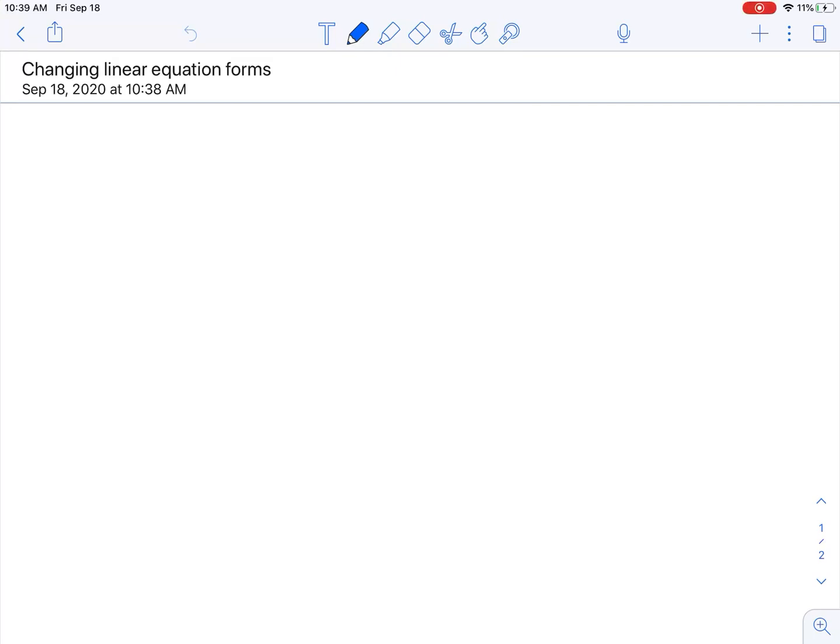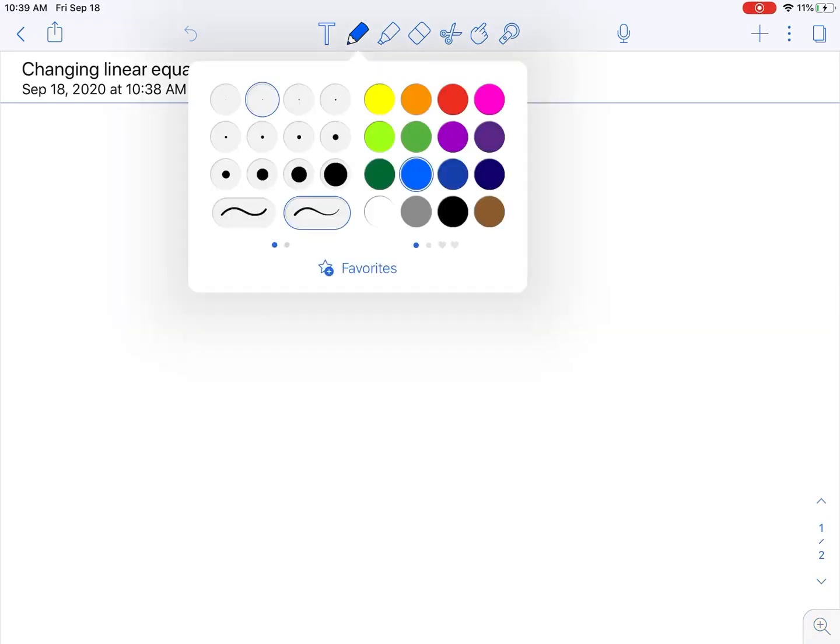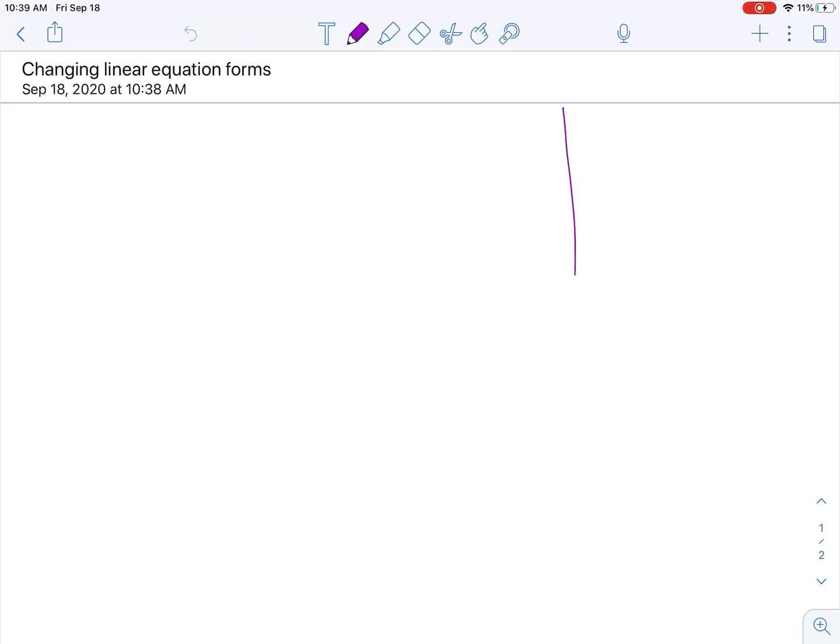Hey everybody, you're back. We're going to talk today about the different forms that we talked about and how to go from one form to the other. So just a quick little review. Remember, we've got these three forms. We have standard form, we have slope-intercept form, and we have point-slope form.